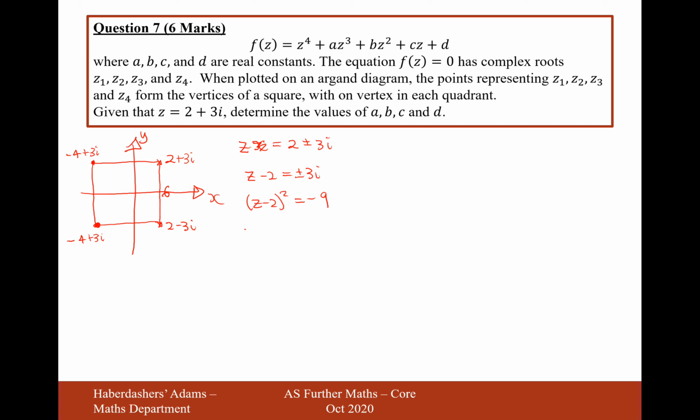So then the first quadratic is going to be z squared minus 4z. That will factorize out to 4, but then plus the 9, so we get plus 13 equals 0. So that quadratic will give you these 2 roots.